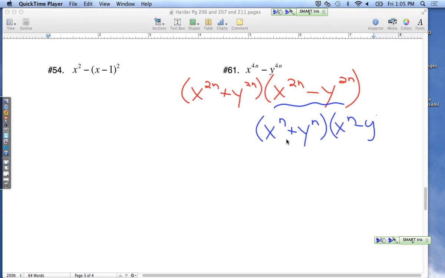Now this is a very abstract application of what I'm trying to show you, but these are the C-level problems. So your final answer would be what I'm underlining in black. This factor times x to the n plus y to the n times x to the n minus y to the n. And these are your most abstract cases. And I will skip number 54 for now and go to the other side.